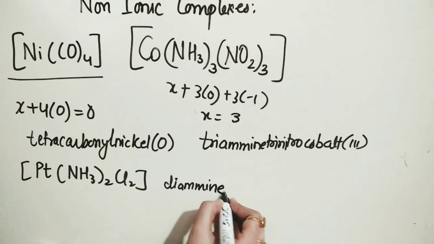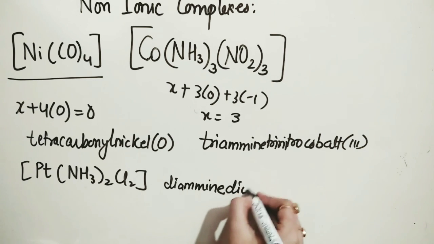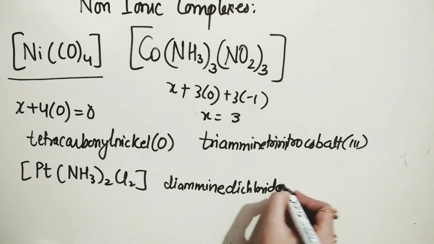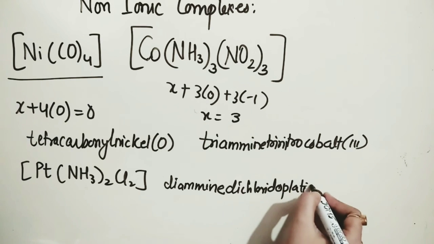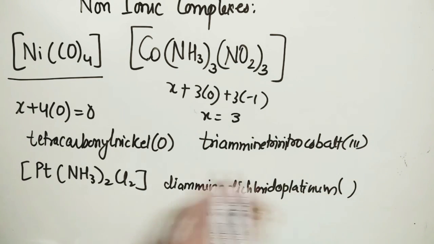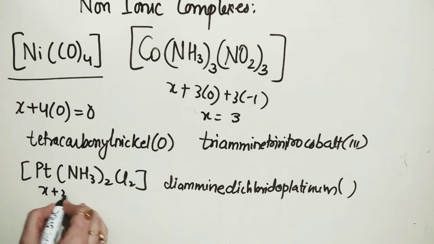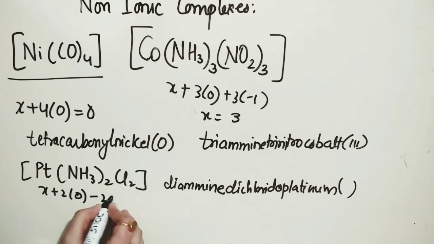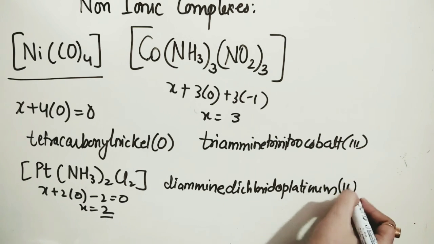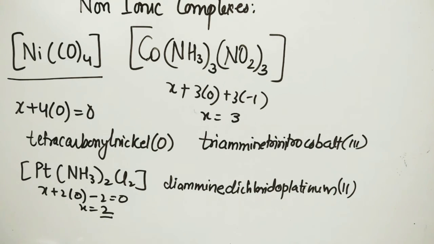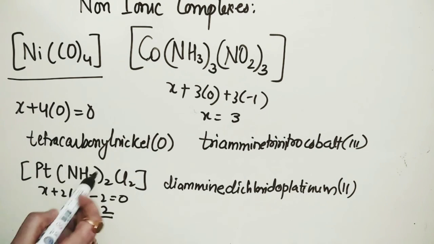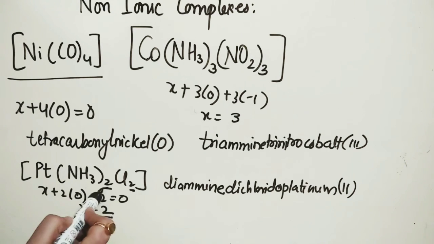Now next is this example, again it will be diamine dichlorido platinum. Now the oxidation state here, x plus 2 into 0 minus 2 equal to 0, so x comes out to be 2 here, (II). So this is also one of the examples where it is a tetrahedral complex and the oxidation state of platinum is 2.